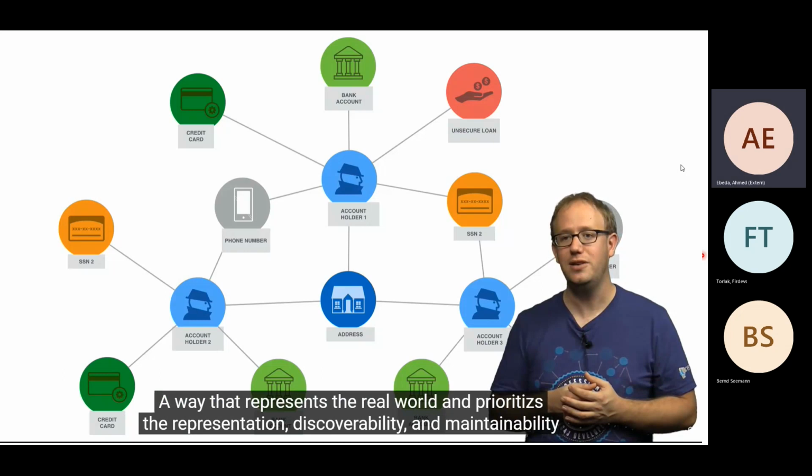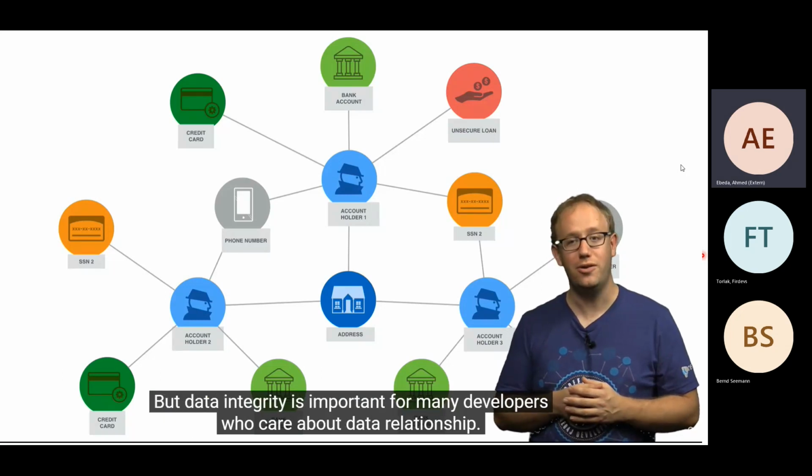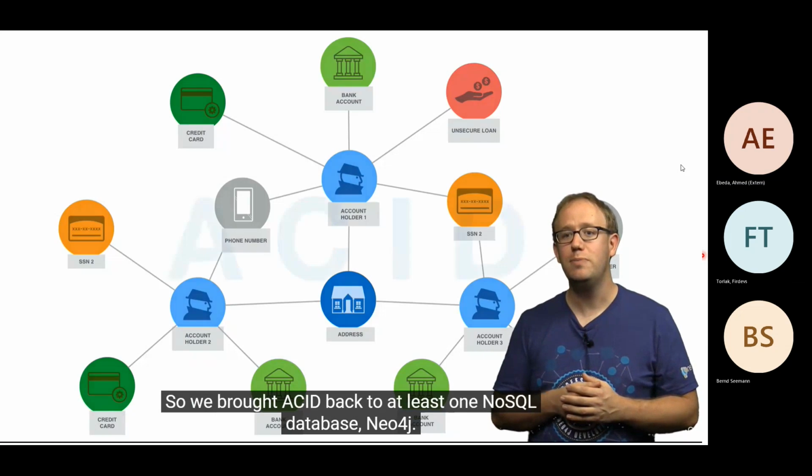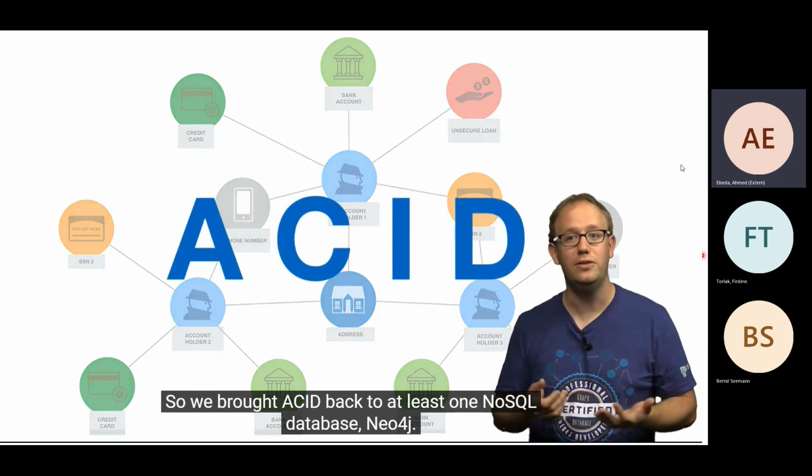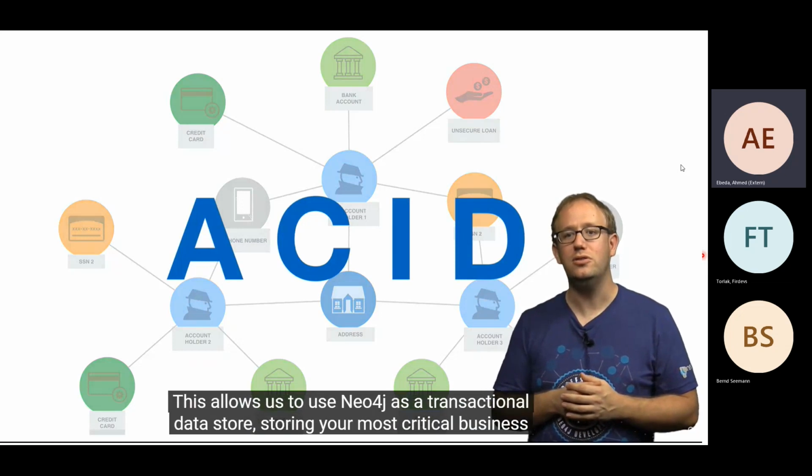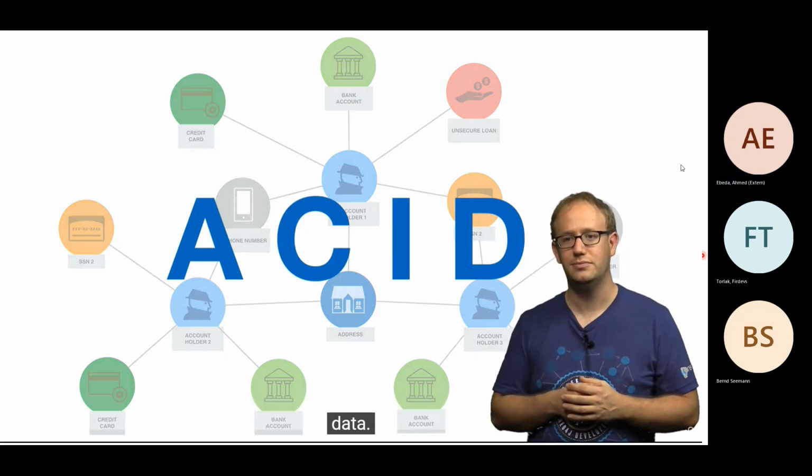But data integrity is important for many developers who care about data relationships. So we brought ACID back to at least one NoSQL database, Neo4j. This allows us to use Neo4j as a transactional data store, storing your most critical business data.